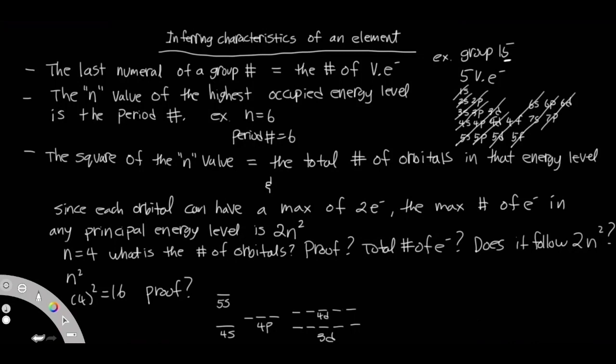After the 4d, let's go to the 5p. After the 5p, the 6s. And after the 6s, we finally get to our 4f that we're just trying to get to. And what we can do now is fill up these electrons.